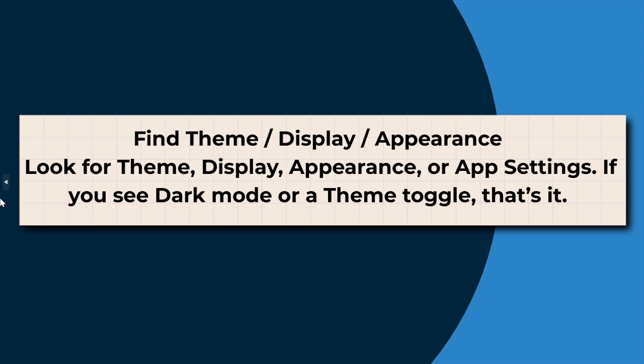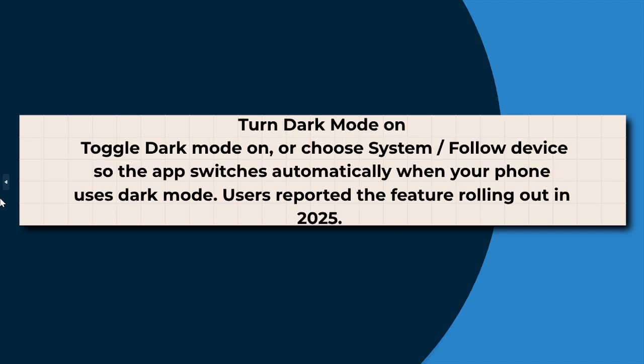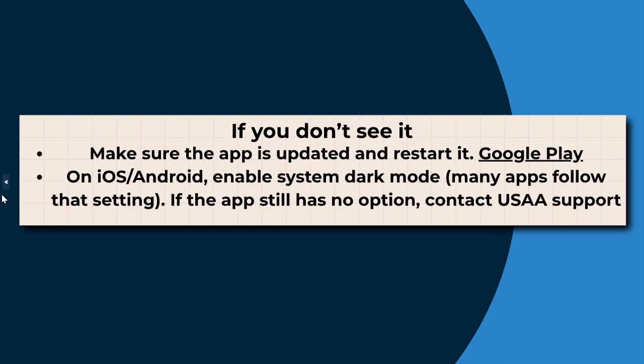In some versions, you might also see an option to follow the system settings. Choosing this means your app will automatically switch to dark mode whenever your device's system setting is in dark mode. This feature is not only convenient, but ensures consistency across all your apps, making it easier on the eyes.